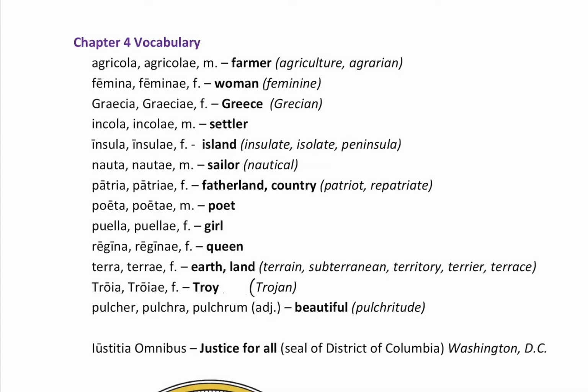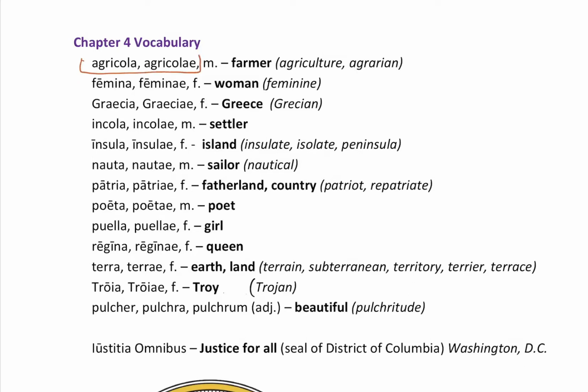Go over your chapter 4 vocabulary today. This is the very first time in our Latin life that you have seen nouns, and with one exception, all of these are nouns. I want you to notice that in a noun, just like you saw 4 principal parts in a verb, and that'll be in the dictionary.